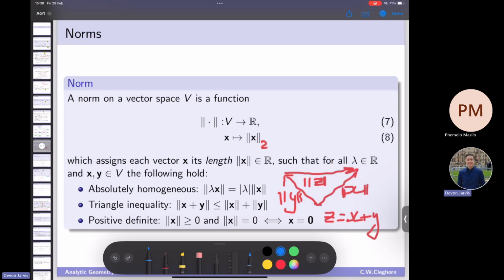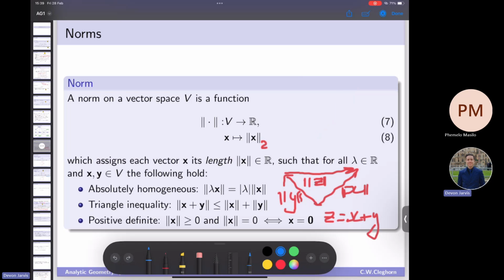So it forms a triangle, with x, y, z, and it says that going directly from x to z is quicker than going from x and then y. So applying the vector z is quicker than applying first x and then y, at least. That's the triangle inequality.